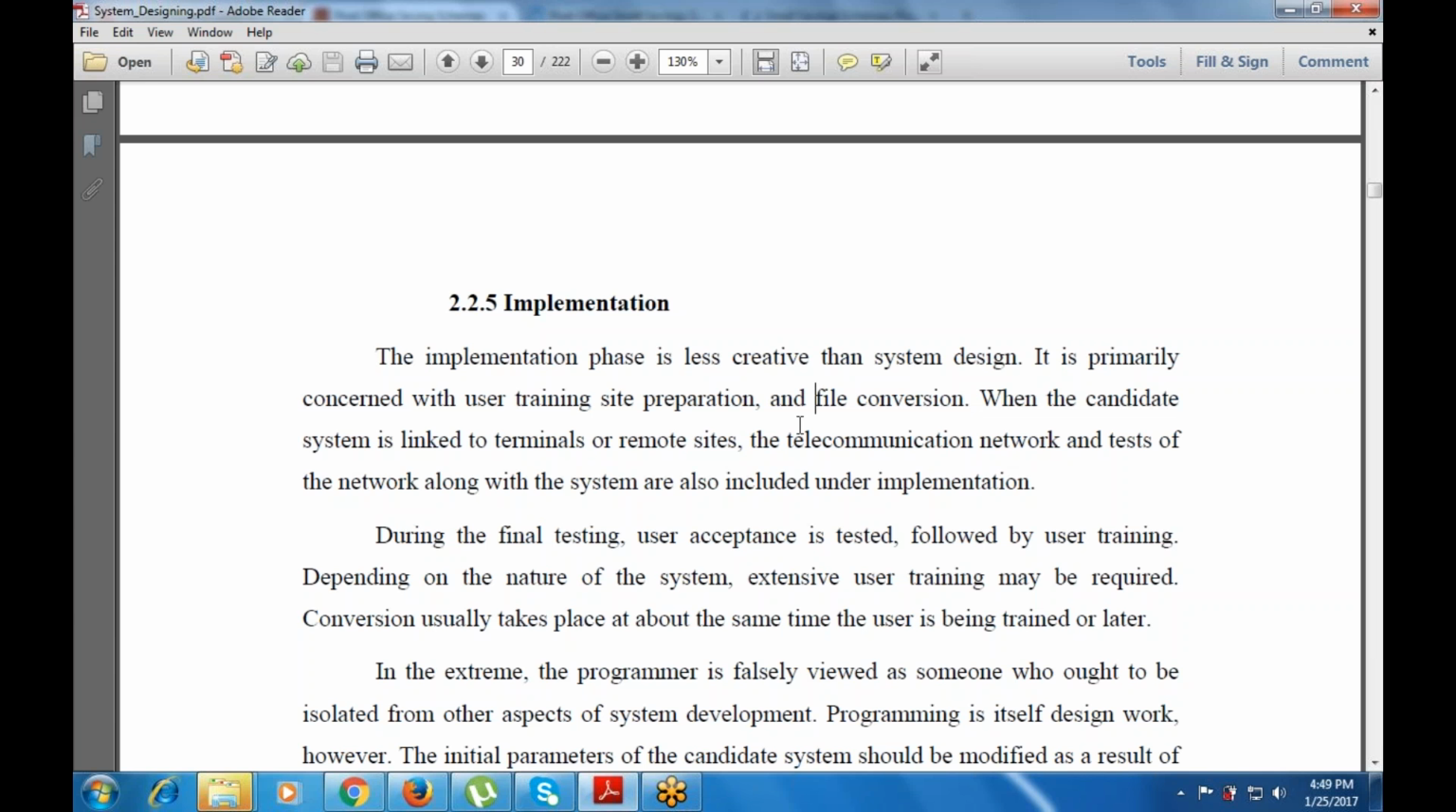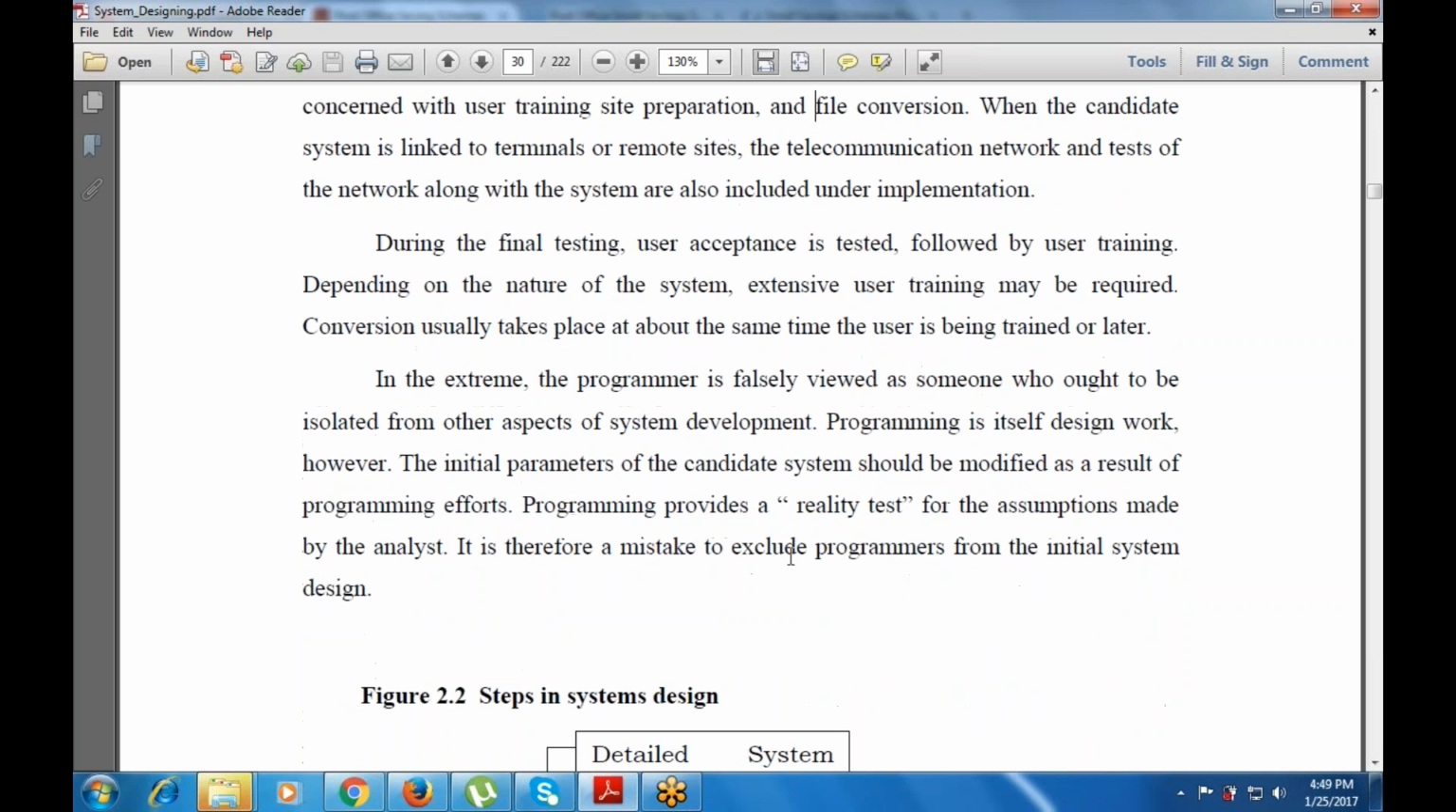And during the final stage, user acceptance testing is carried out, followed by the user training. Depending on the nature of the system, extensive user training may be required. And whenever conversion training is required, that usually takes place at about the same time as the user is being trained, or later on.